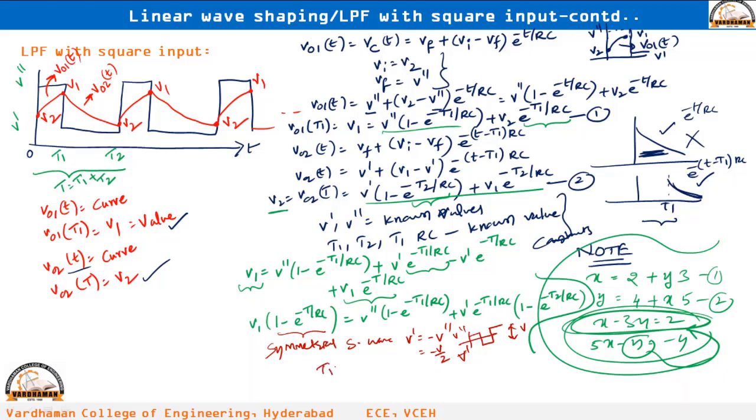Next, T1 is equal to T2 is equal to T by 2. Okay, on time is equal to off time, that is equal to half of the total period, like this we can take it. If you substitute all these things, then this equation will be modified. Okay, that equation we need to get. For that I need to write this equation in the next slide.